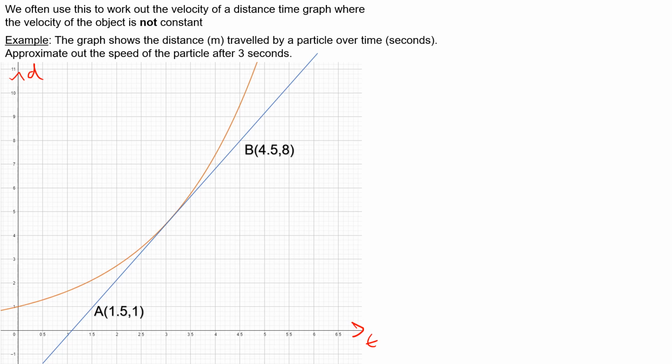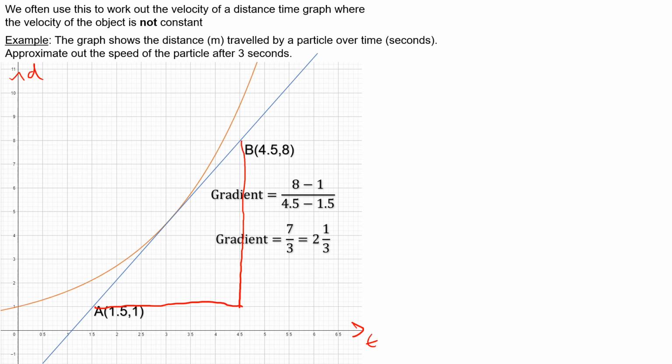Then I need to work out the change in y divided by the change in x. Some people like to do this by drawing a triangle. So they like to represent the change in y like that, and the change in x like that. They like to do that, but it's not essential. We just need to work out the difference in the y coordinates divided by the difference in the x coordinates. So that's going to be 8 take away 1 over 4.5 take away 1.5, which gives us 7 over 3, which is 2 1/3, which is 2.33. This is slightly different to the gradient of the curve, but it's a very good estimate.